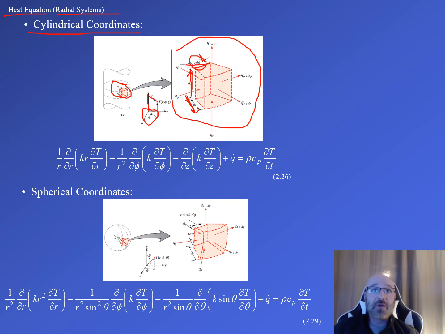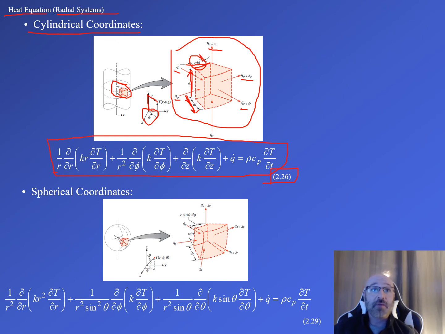And we can see our heat rates around our differential element here. Now this relates back to equation 2.26 in our textbook, where we have this general definition for our heat equation for cylindrical coordinate systems.